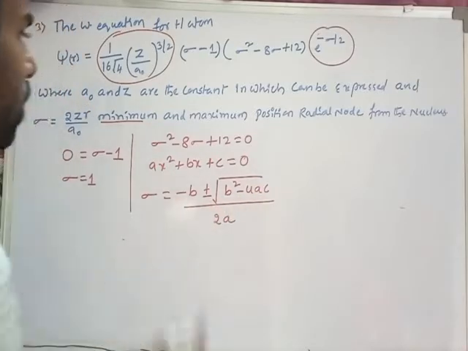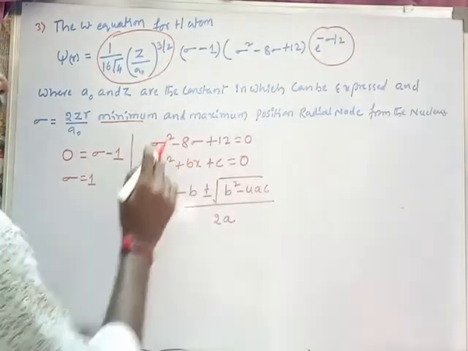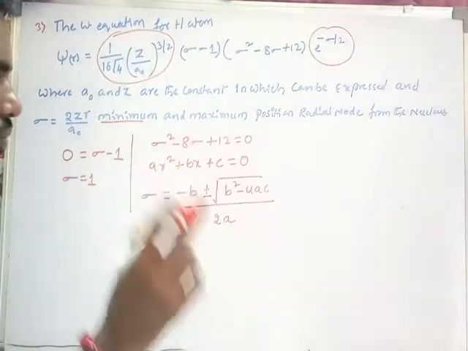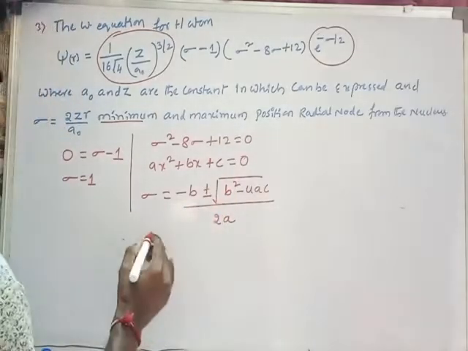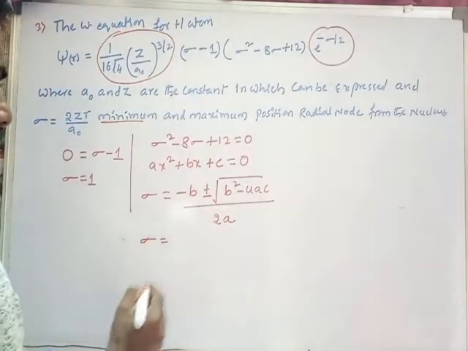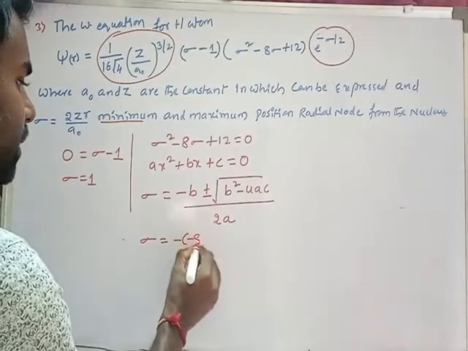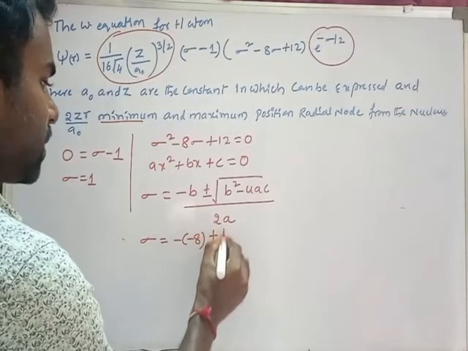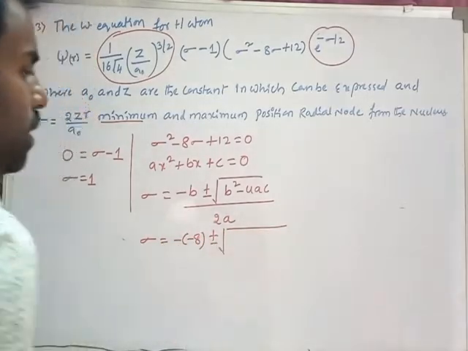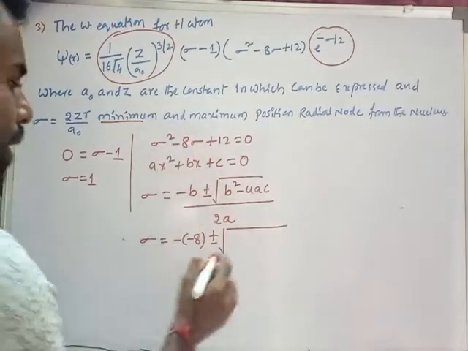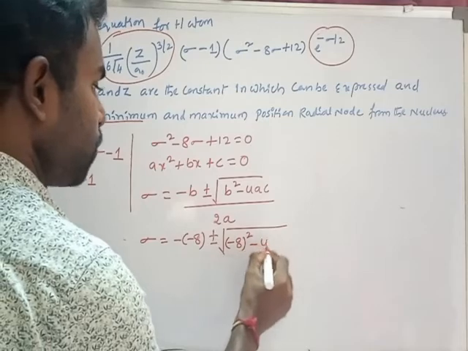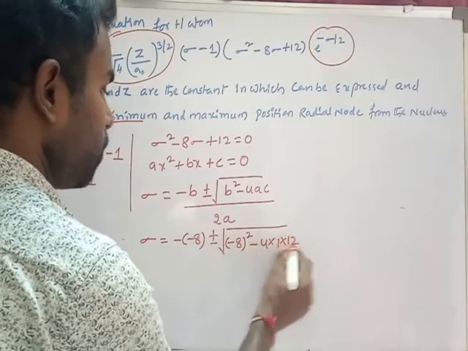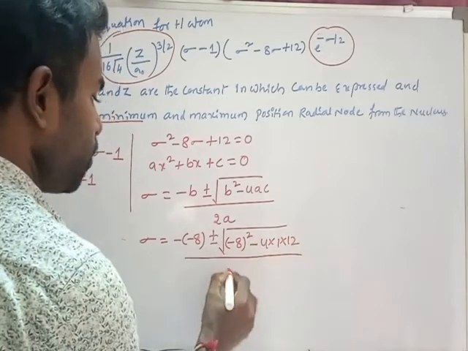Now b equal to what? Minus 8. A equal to what? Before the sigma there is no coefficient, means 1. Next, c equal to 12. Then you can substitute. Then we will get the sigma. Sigma equals minus into minus 8 plus or minus under root, here b equals minus 8, minus 8 to the power of 2 minus 4 into 1 into 12 by 2 into 1, means 2, we can write.